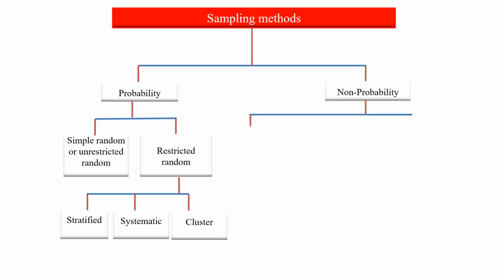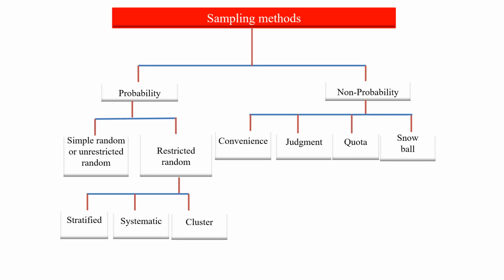Non-probability sampling methods are divided into convenient sampling method, judgment, quota, snowball. In the upcoming slides, we are going to deal with all these methods in detail.